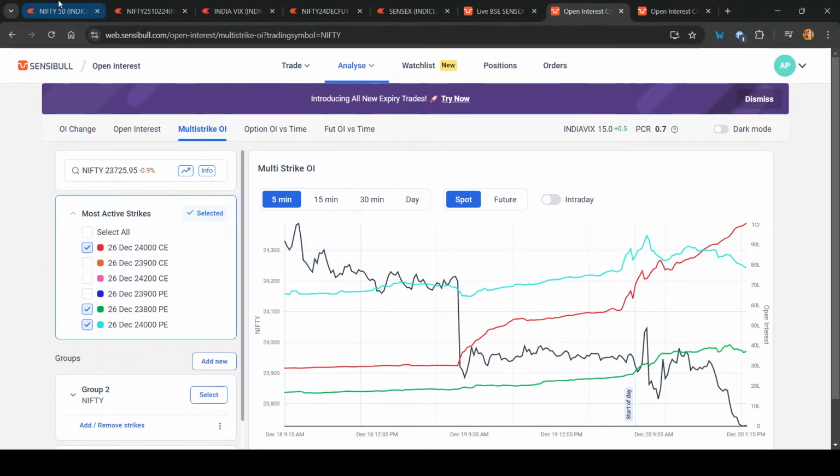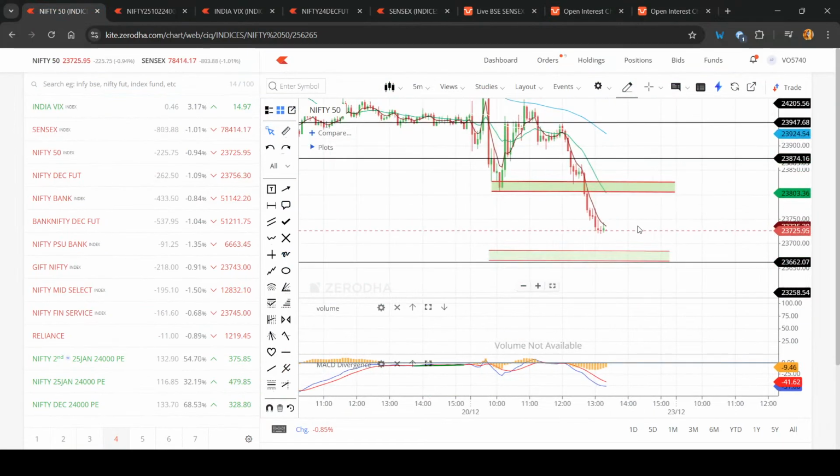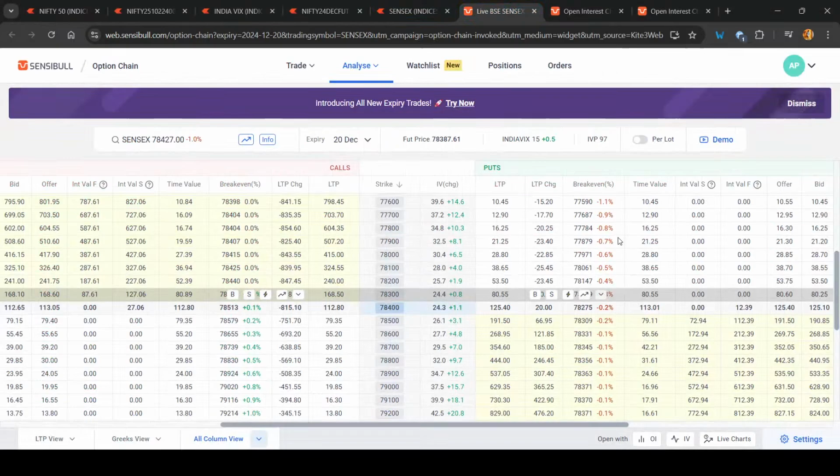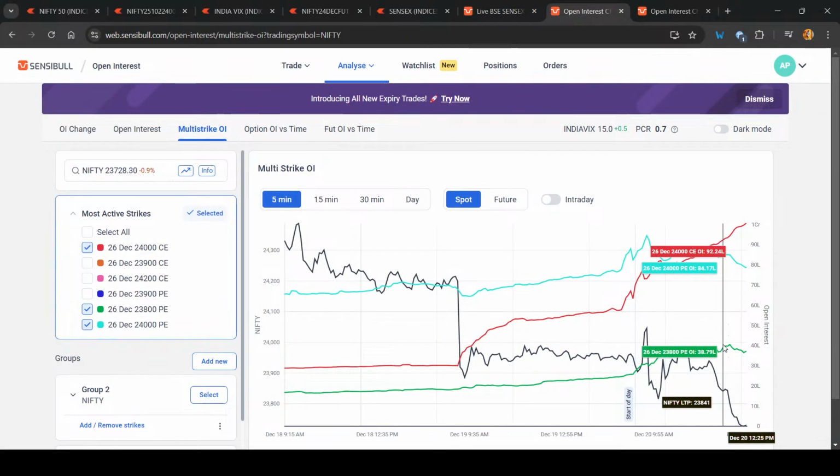23,800 put. So the thing which we discussed yesterday in the audio note, that only if the market moves below 23,800 will the 24,000 put writers panic. And you can see the same thing in the OI data. Exactly this you can see in the OI data. If you see from multi-strike, the put writers of 23,800 have still not panicked. Because when will they panic?